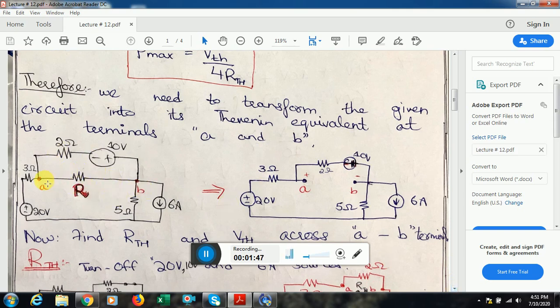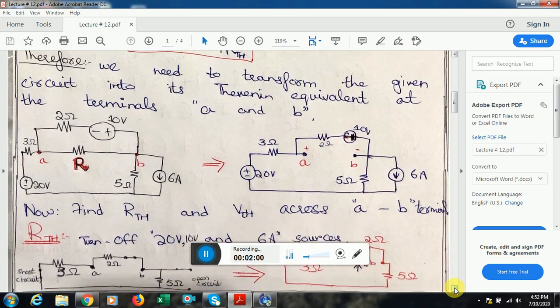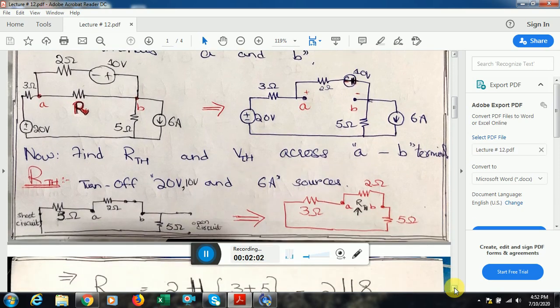I identified this terminal as A and this as B. So I turn off this to find R Thevenin. I turn off this, I turn off this, and I turn off this. Please recall that the voltage sources when turned off are replaced by a short circuit, whereas a current source, when it is turned off, is replaced by an open circuit.